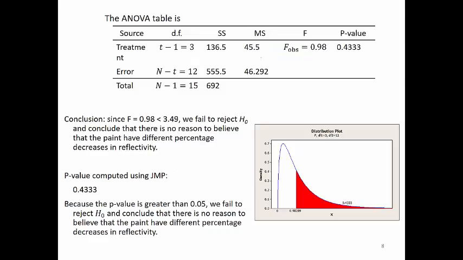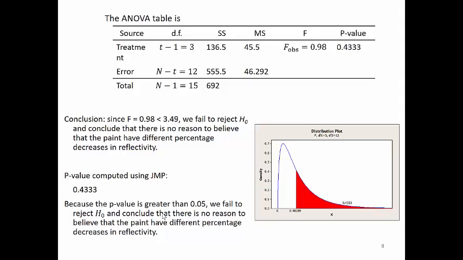Now here's the ANOVA table, and I'm going to show you in the next lecture how to get those ANOVA results in JMP. But my conclusion here, again, from the F statistic was we fail to reject the null hypothesis. But if we looked at the p-value that's related to that, so this is a much better drawing than what you guys saw on the last slide, this area is very large, right? So it's much higher than 0.05, so we're going to fail to reject the null and conclude there's no reason to believe that paints have different percentage decreases in reflectivity.